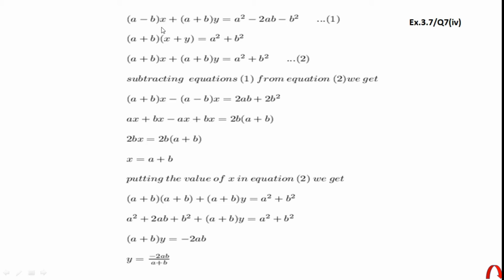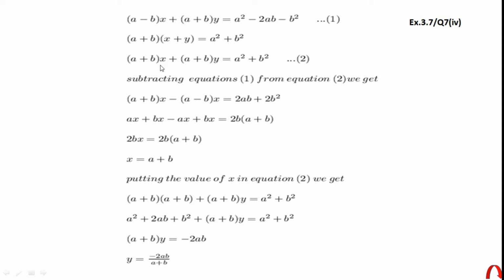Now you can see that the coefficient of x is a minus b in one and a plus b in the other, but the coefficient of y in both the equations is a plus b. So when we subtract equation 1 from 2, this gets eliminated. And when this gets eliminated, we are only left with an equation in x.